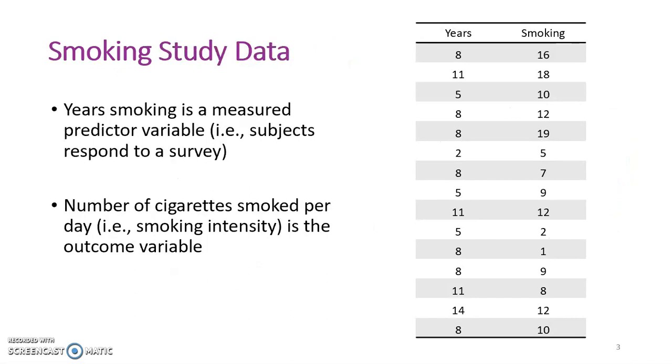This is what the data look like. We've got 15 participants, and for each participant, we have some measure of the continuous X variable, which is years smoking, the measured predictor, and the continuous measure of number of cigarettes smoked per day, or smoking intensity, as the outcome variable. So each person has data on each of these variables.